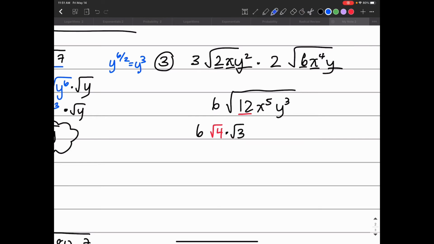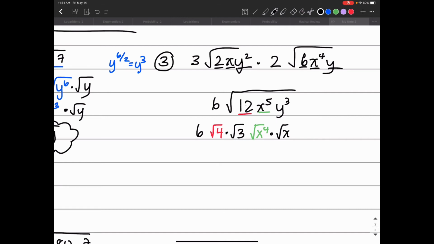For x to the 5th power, I can rewrite that as the biggest perfect square inside of x to the 5th power is x to the 4th power, and I can rewrite x to the 5th power as x to the 4th power times x. So it breaks down into the square root of x to the 4th power times the square root of x.